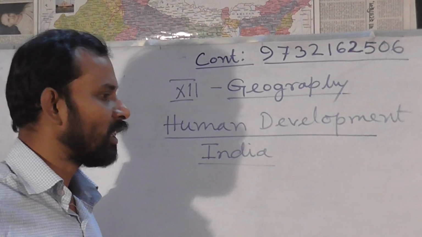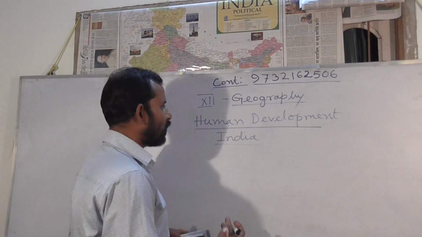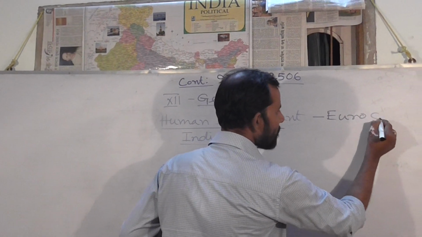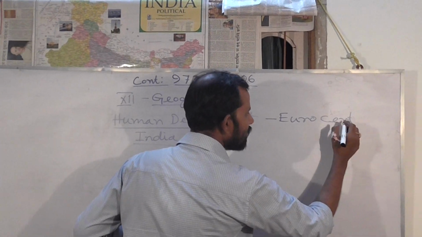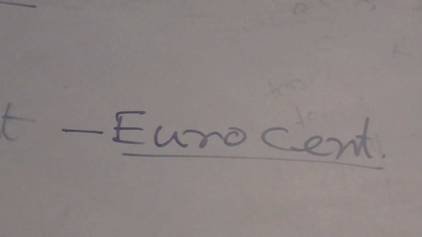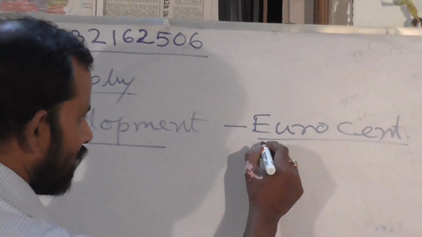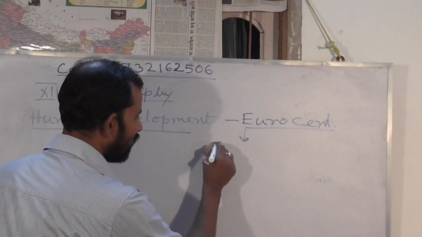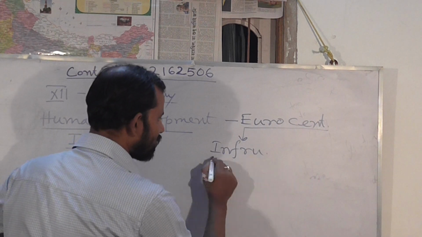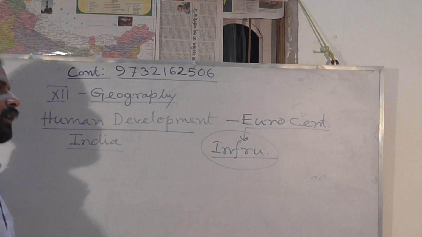So in this particular textbook, the second part textbook in Indian context, when we discuss human development, the first two things we get are the Eurocentric view of development. What is the meaning of Eurocentric view? Eurocentric view means European style of development. European style of development says about what? It says about the development of infrastructure mainly. Infrastructure development is mainly related to the Eurocentric development.